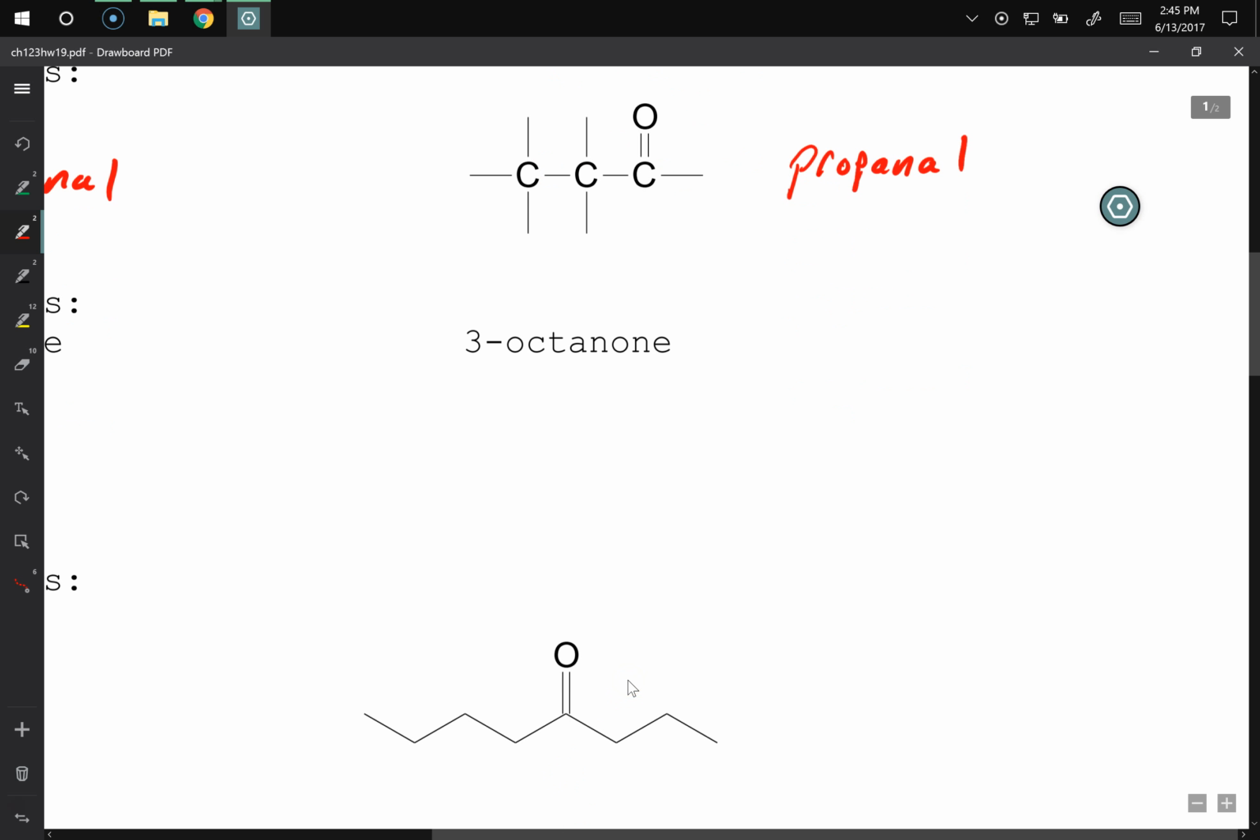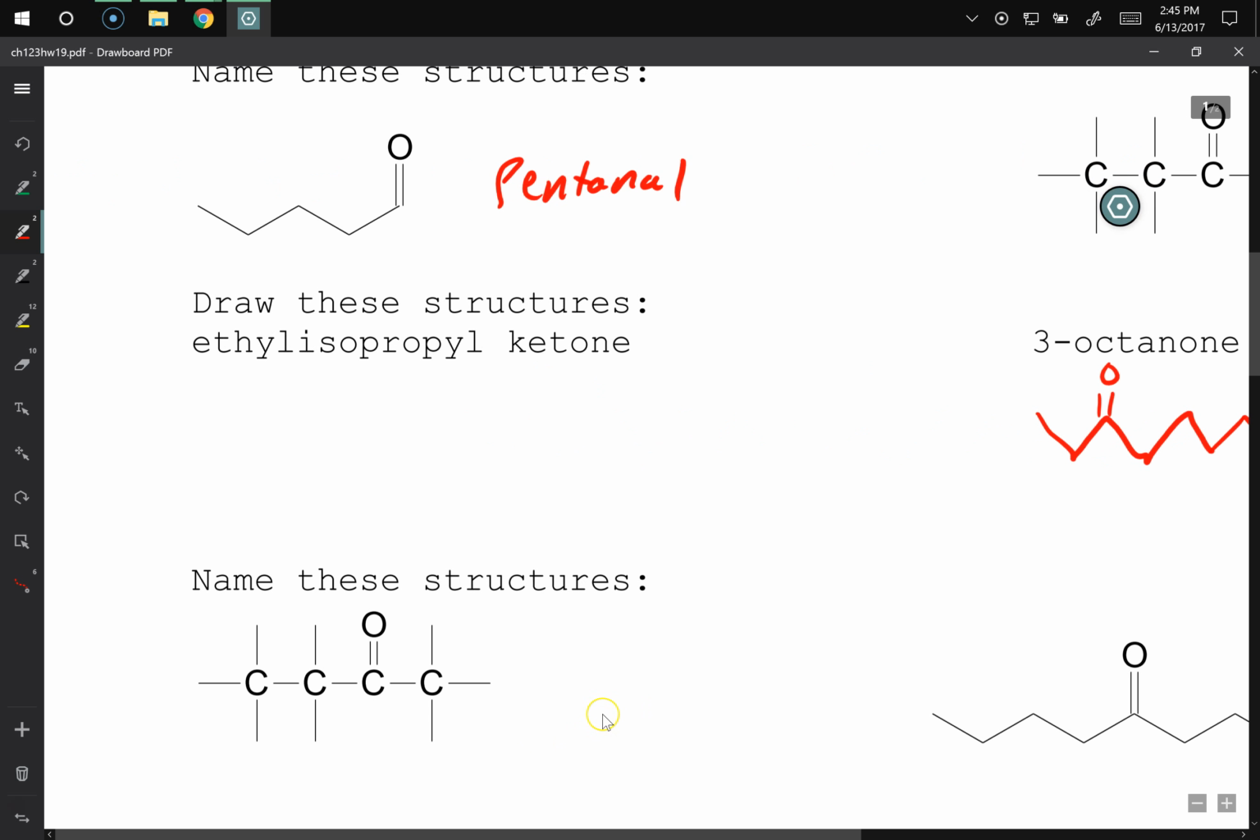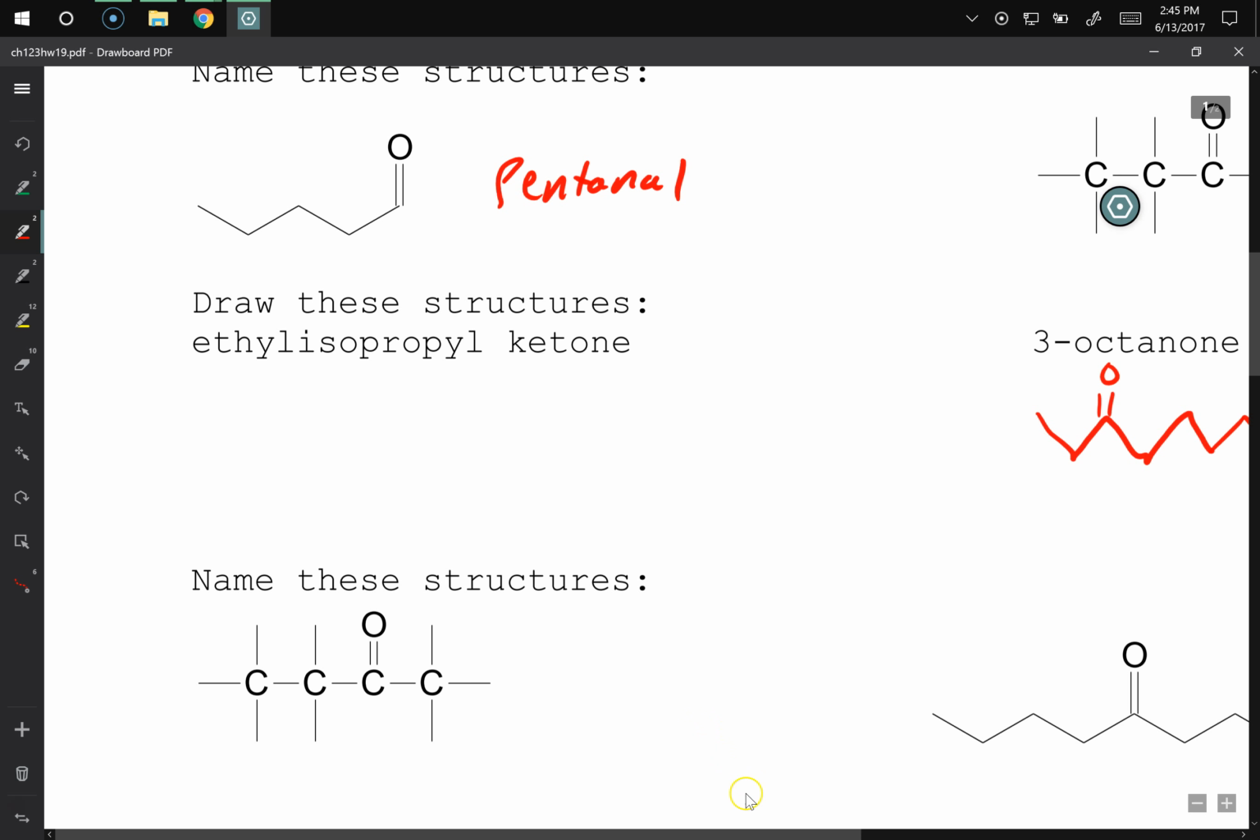How about this 3-octanone? 2, 3, 4, 5, 6, 7, 8. Good with that? It's basically the same thing as the aldehyde. It's inside. The ketones have to be not on an end.